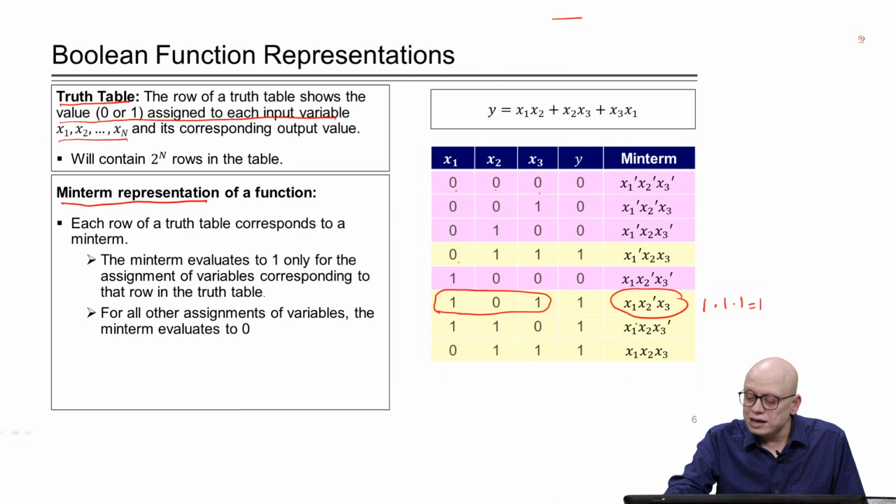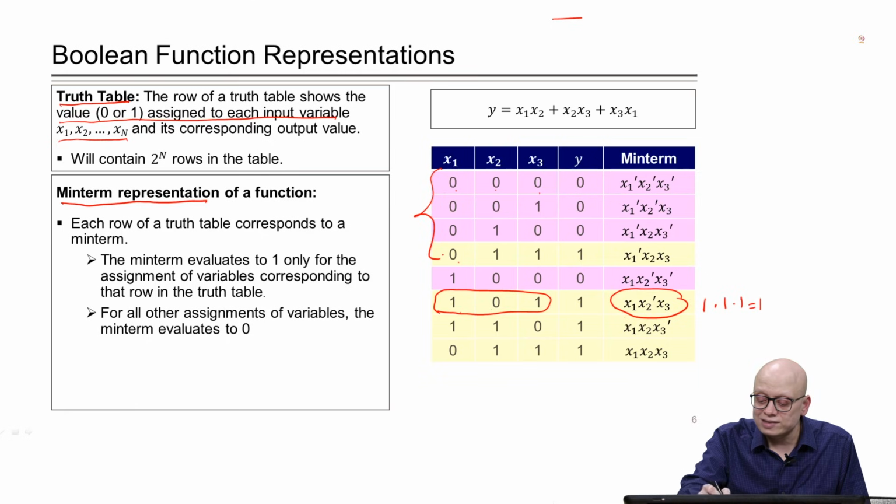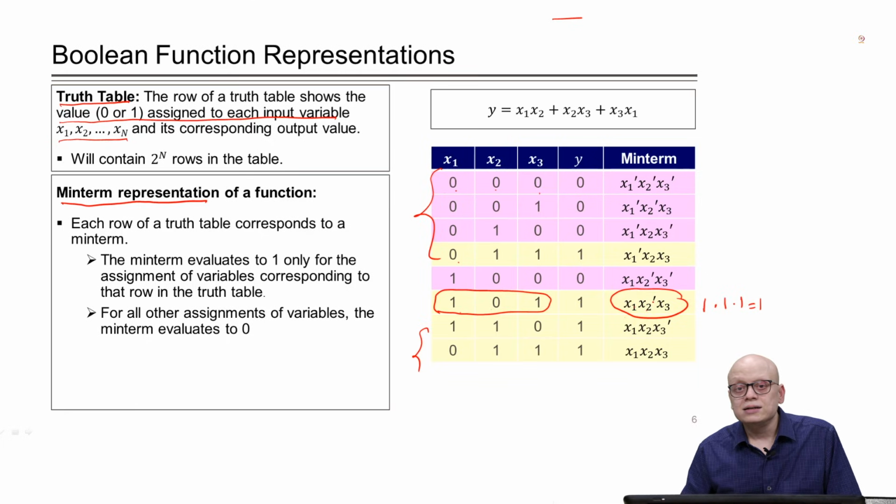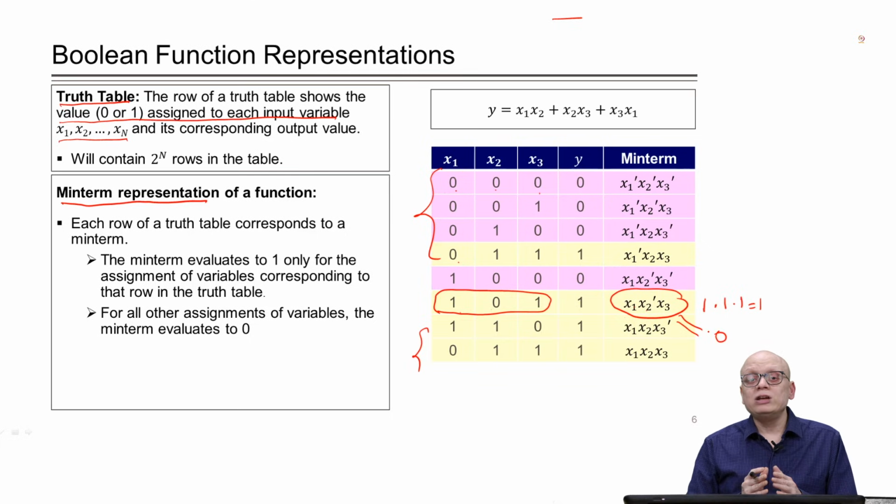For example, if we evaluate x1 x2 dash x3 for any other row, we will see that one of these three terms, or 3 literals, will turn out to be 0 in the minterm, and therefore this will turn out to be 0. So what it means is that the minterm will evaluate to 1 for only one row in the truth table, the row for which that minterm was constructed. For all other rows, it will evaluate to 0.